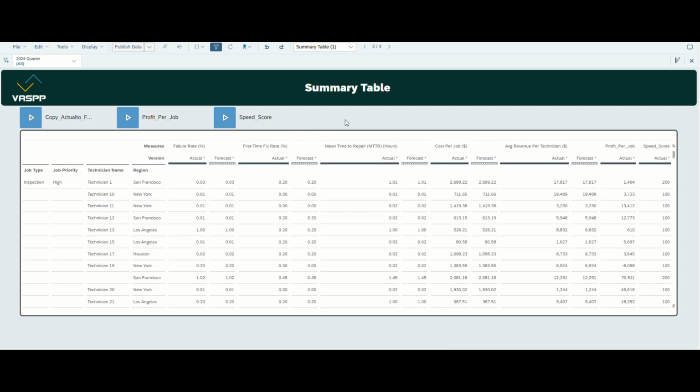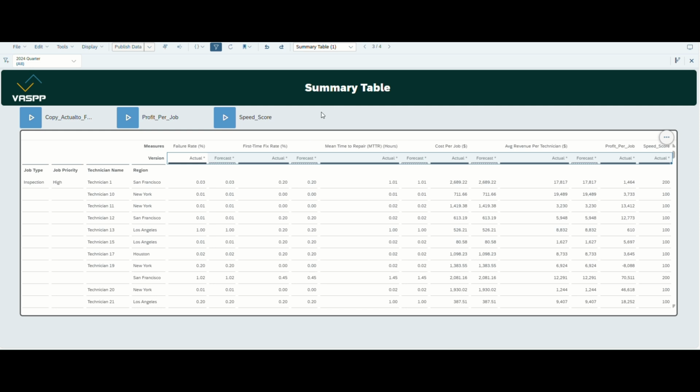And what truly elevates this table is the data action capability. Users can simulate future performance by copying actual values to the forecast version, allowing for predictive planning. Want to see how improved fixed rates could impact profit margins? You can model that right here. Every data point in this table isn't just retrospective, it's predictive.